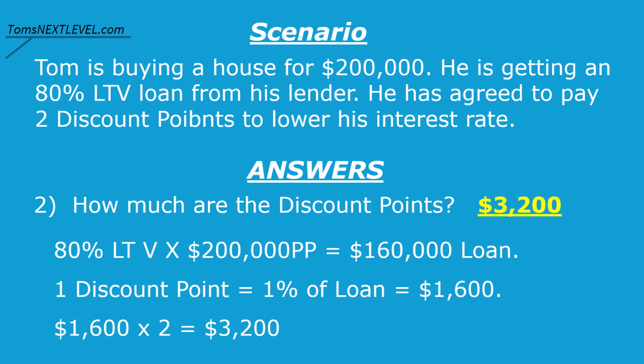Just a little test tip for you here. Why would somebody agree to pay discount points to lower their interest rate? Well, generally the answer is to qualify for the loan. If they can get a lower interest rate, that will lower their payment, and now the borrower may qualify for the loan, where at a higher payment, he may not have qualified for the loan.